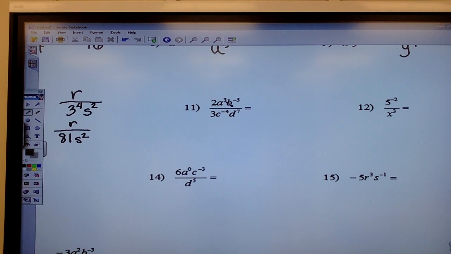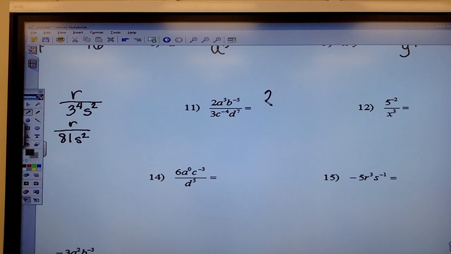Remember, let's take a look at what's going to move and what is not. 2 stays at the top, a cubed stays at the top. 3 stays at the bottom, d to the 7th stays at the bottom. So it looks like b to the negative 5th is going to move to the bottom. C to the negative 4th is going to move to the top. So let's take a look at what that's going to look like.